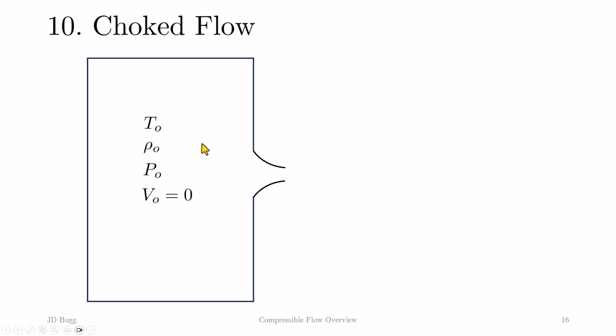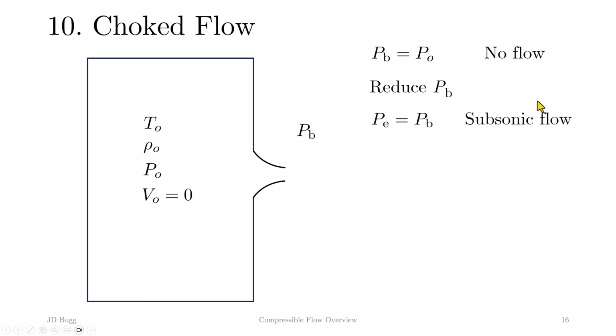The pressure in the region the nozzle discharges to will be PB, the back pressure. If PB is equal to P0, there is no flow. Now we're going to reduce this pressure slowly, and the flow out of the nozzle will begin. At the beginning, when PB is still quite close to P0, it's just going to be a subsonic flow.